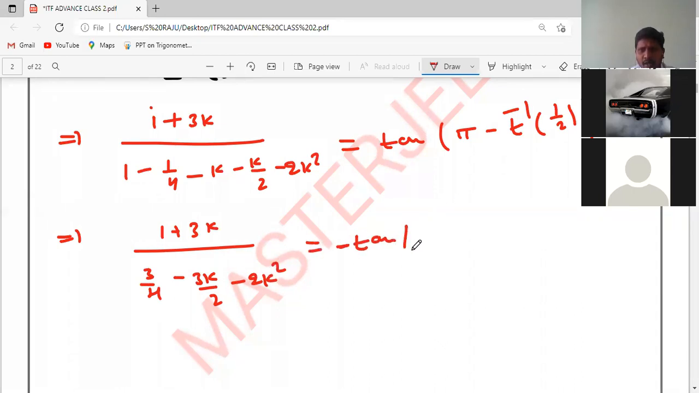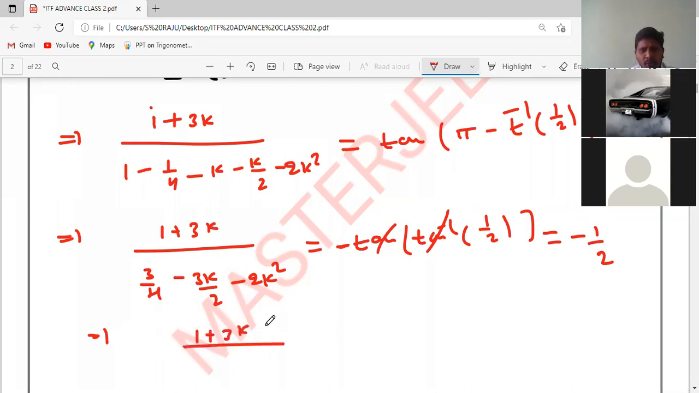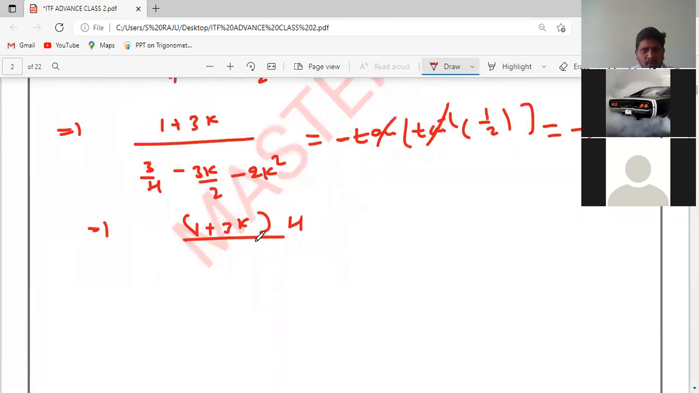So this is equal to minus tan of tan inverse 1 by 2, since tan in the second quadrant is negative. So tan inverse gets cancelled, and the right side becomes minus 1 by 2. Now on the left side you can take the LCM, which is 4. The 4 goes to the numerator, whatever LCM we take goes to the numerator. Then the denominator is 3 minus 6k minus 8k square, equal to minus 1 by 2.